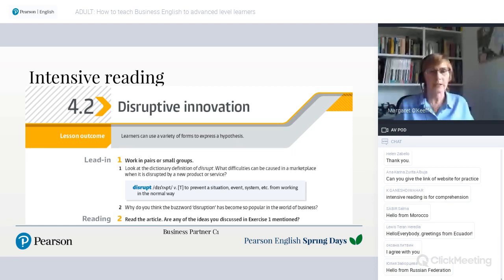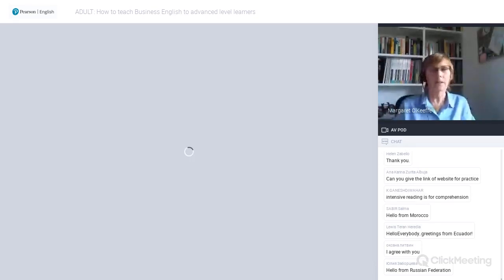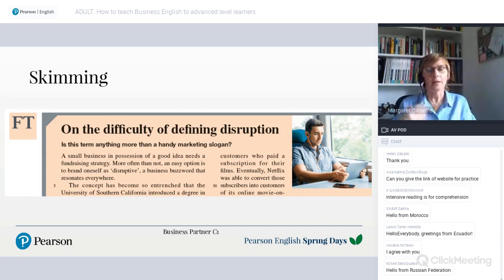It says here, number 2, read the article. Are any of the ideas you discussed in exercise 1 mentioned? So they're given a reason to read, as we usually do. And then they're going to skim the text and see if the things they mentioned come up in the text, in fact, or not. So the kind of intensive reading we're doing in class is the following.